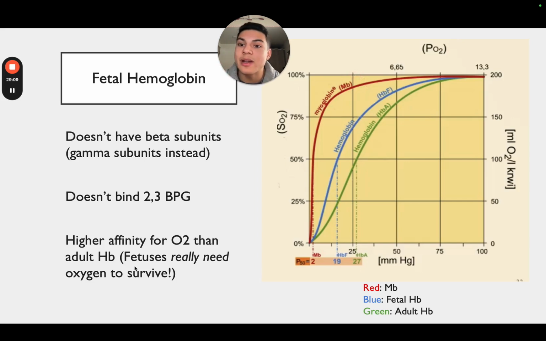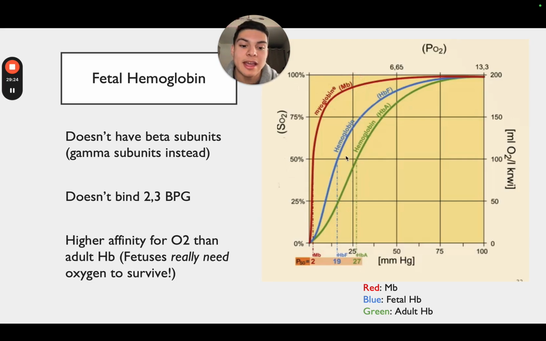So something to keep in note is that fetal hemoglobin has a much, much higher affinity for oxygen than the adult one, and it just has to do with development. The baby cannot breathe on its own inside the womb and all that. So something to keep in mind as well, and this graph illustrates that.